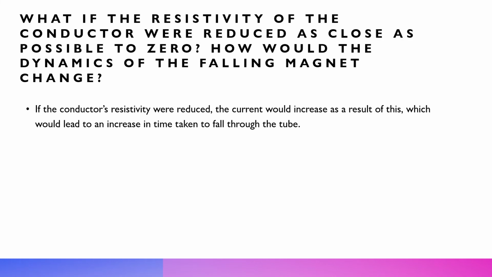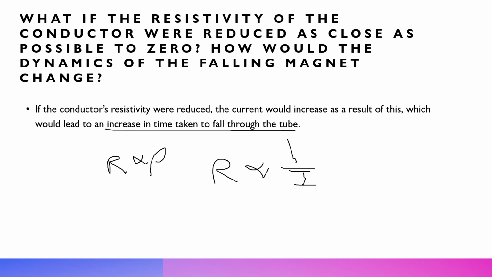So what if the resistivity of the conductor were reduced to as close as possible to 0, and then how would that dynamic affect the falling magnet? So we know that resistance is directly proportional to resistivity. So if the resistivity increases, the resistance also increases, and then we also know resistance to be inversely proportional with current. And so if the resistance increased, then current would decrease, which would then increase the time taken to fall through the tube.